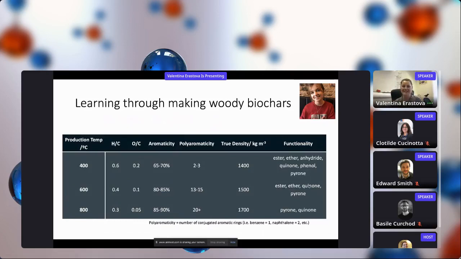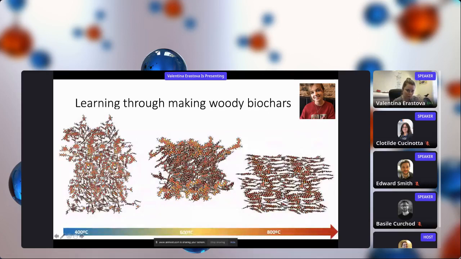So she set up these three biochars produced at this temperature. She's taken these ratios from literature of hydrogen to carbon and oxygen to carbon that would correspond to a given percentage of aromaticity. And we've also defined polyaromaticity as the number of conjugated aromatic rings coming together. There is density, and that's another interesting part, how do we measure it, and the functionality. So putting this all together in a box resulted in these structures.